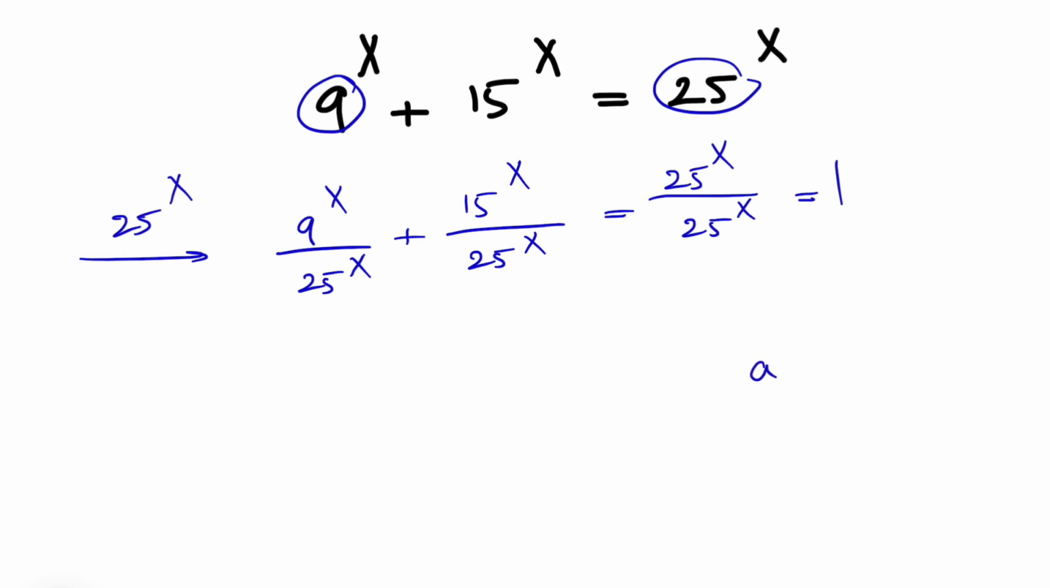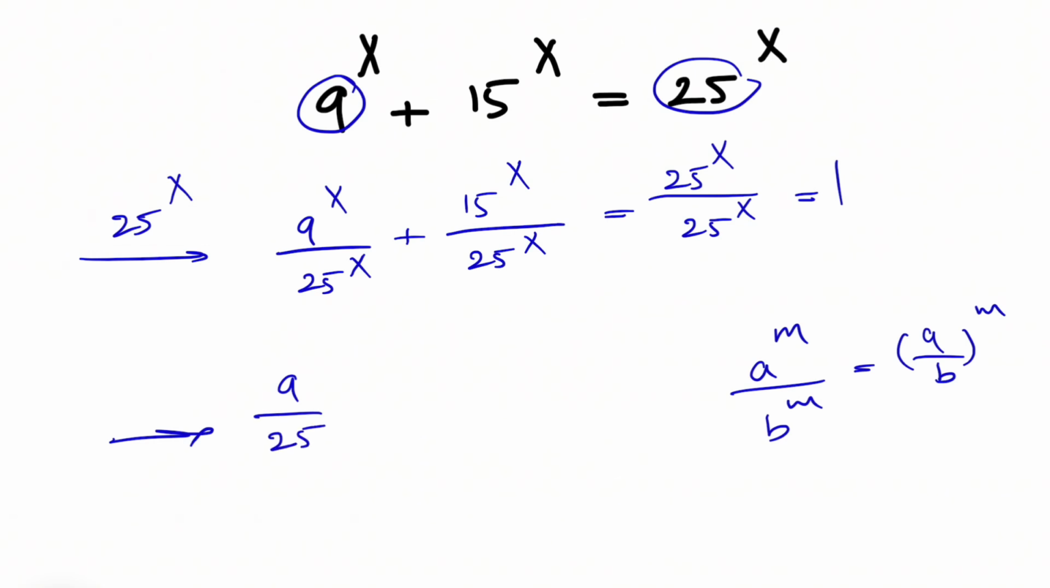So we know when we have a to the m over b to the m, this will be equal to a over b to the power of m, which is the scenario in all of these. So we'll have 9 over 25 to the power of x plus 15 over 25 to the x, and on the right side we'll figure out that it's equal to 1.